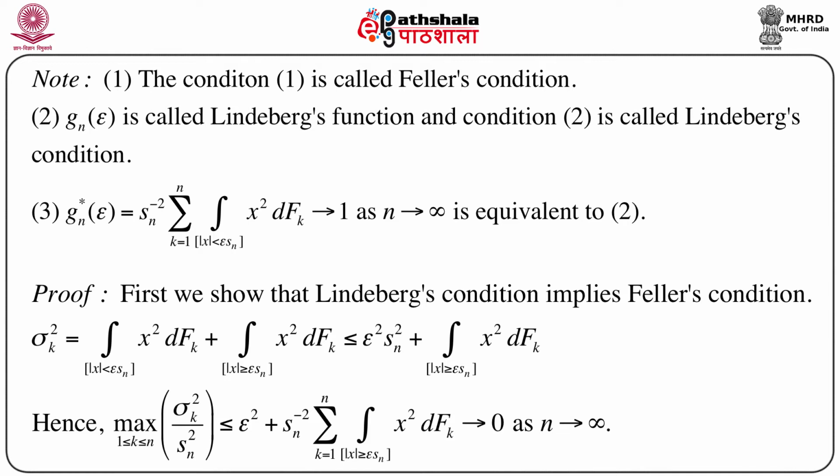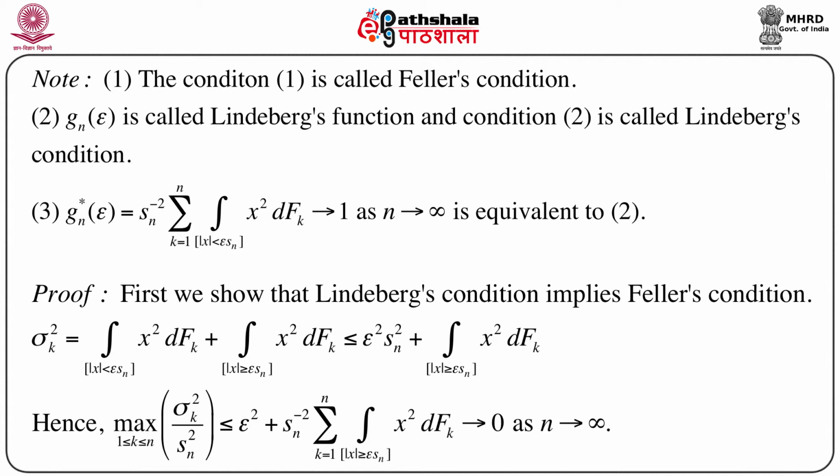Now, if we define Gn star epsilon, which is Sn to the power minus 2 summation k equals 1 to n integration mod x less than epsilon Sn. Now, remember previously in Gn epsilon, the set on which we are considering the integral is mod x greater than or equal to epsilon Sn. Now, we are just taking the complement of this set, and over this set we are considering the integral of x square dFk. This quantity, that means Gn epsilon star, goes to 1 as n goes to infinity. In fact, this is equivalent to condition 2.